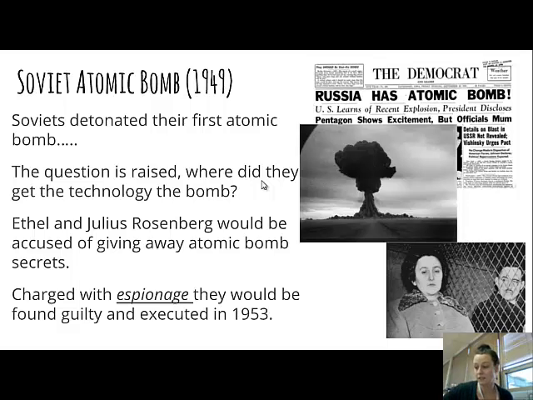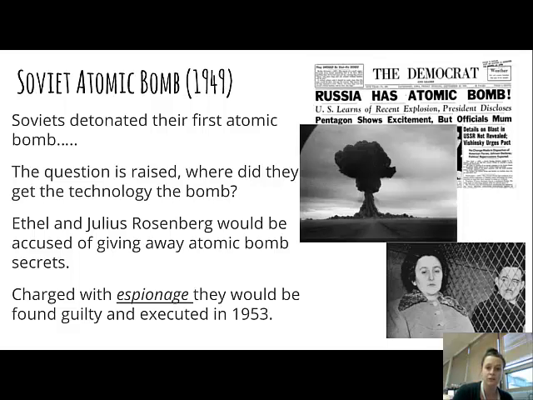The last thing that we're going to talk about in this video is that the Soviet Union actually is able to produce their first atomic weapon in 1949 as well. So this is a big deal. And people start asking the question, where did they get the technology for the bomb? And what is uncovered is that these people right here, Ethel and Julius Rosenberg, they were accused of espionage or spying. Espionage means spying. And they were accused of giving away the science and the secrets behind the production of the U.S. atomic bomb to the Soviet Union. So in 1953, they were charged with that espionage, and they were found guilty and killed because of it.